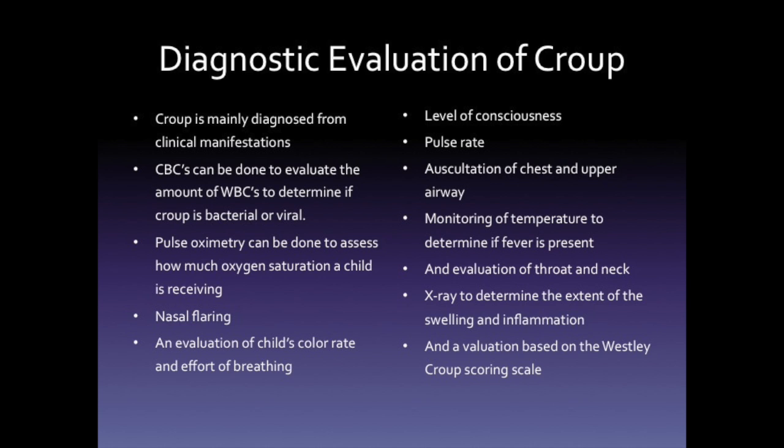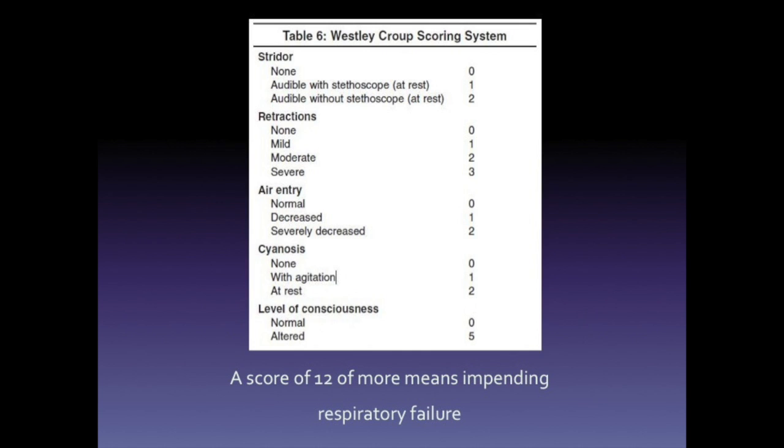X-rays can be done to determine the amount of swelling and inflammation. And you can also use the Westley Croup scoring scale. This is the Westley Croup scoring scale. A score of 12 or more means impending respiratory failure.